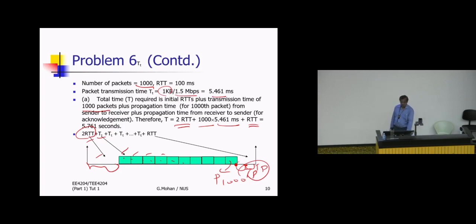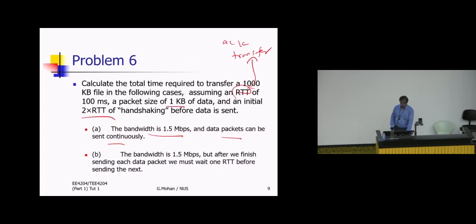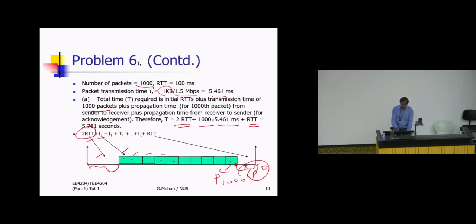Yes? Now let's look at a more complex one, or easier one, I don't know. Bandwidth is 1.5 Mbps, but after we finish sending each data packet, we must wait one RTT before sending the next. That means here you are sending the packets back to back. The sender sends the first packet, doesn't wait for any acknowledgement, second packet, third packet. Because it talks about RTT, we implicitly assume the acknowledgement comes only at the end.